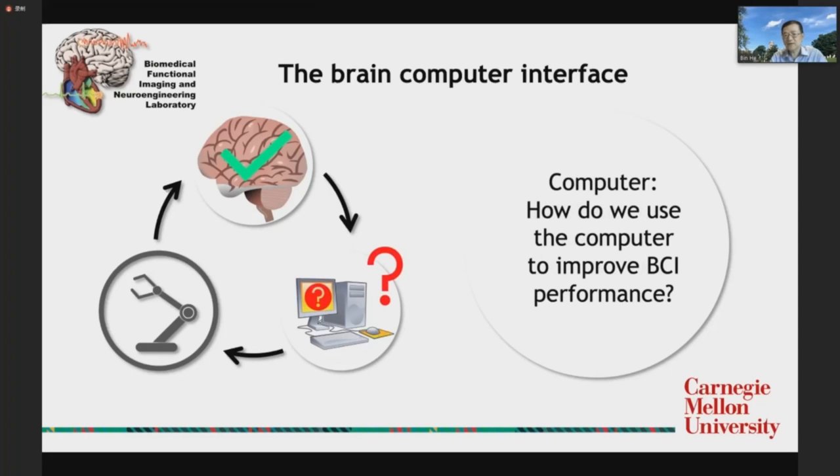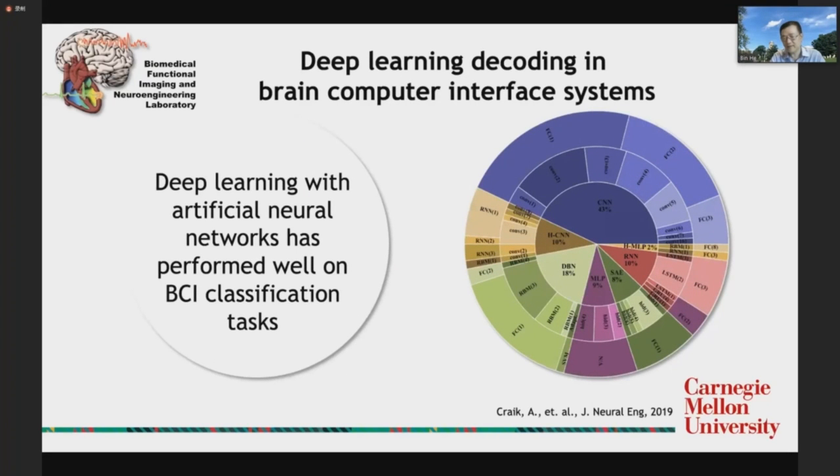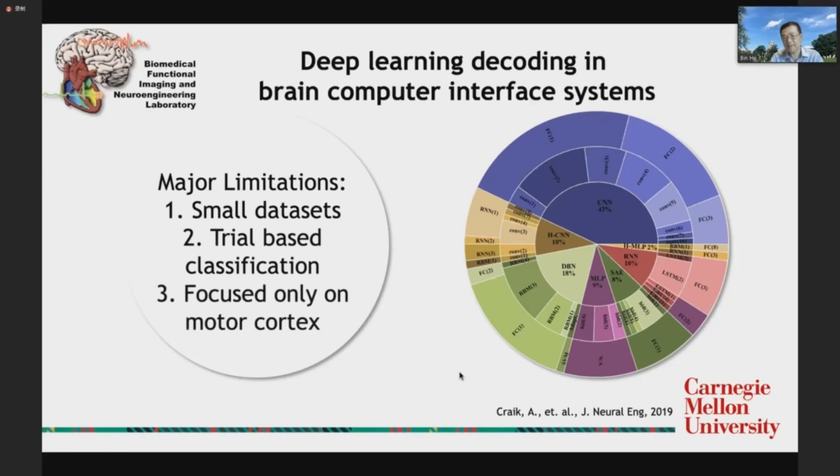Now, the next question we want to ask along this line is how can the computer play a role to improve the performance? Specifically, for this group of human subjects we studied, we look into deep learning decoding to see if deep learning with artificial neural networks can be used to improve the BCI classification task. There are many review papers that we cited, including this recent review, and there are many recent efforts in the literature to use deep learning to assist the brain-computer interface.